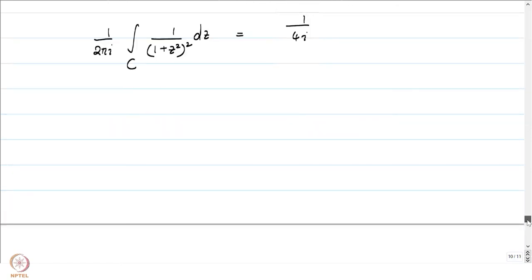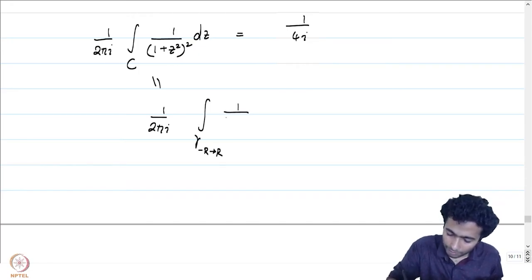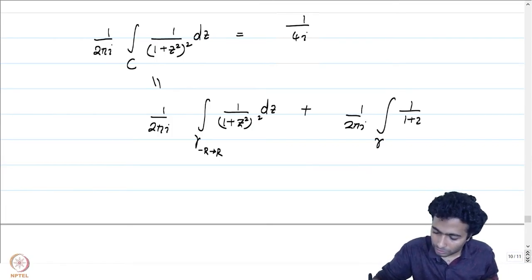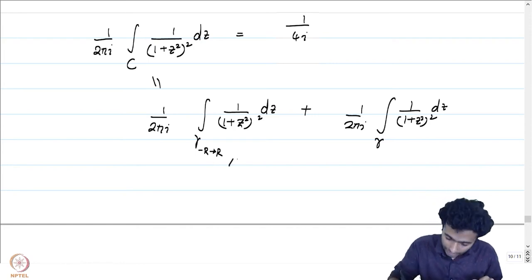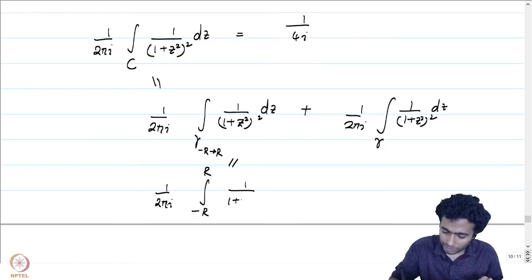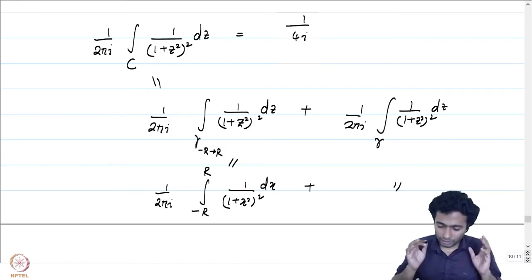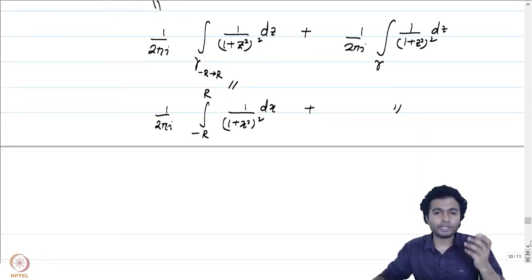That is good because this integral to the left is nothing but the integral over gamma from minus r to r of 1 by (1 plus z square) the whole square dz, plus 1 by 2 pi i times the integral over gamma of 1 by (1 plus z square) the whole square dz. The first thing to note is that this is again equal to 1 by 2 pi i times the integral from minus r to r of 1 by (1 plus x square) the whole square dx, plus the same, and it is the limit of the first term as r goes to infinity that we are interested in.